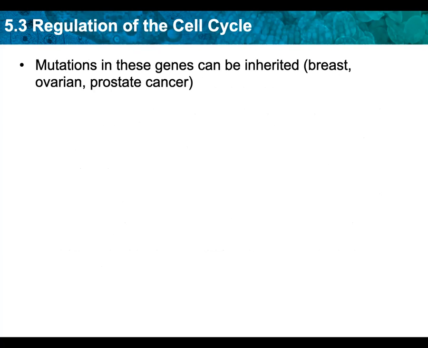Okay. So some cancers can be hereditary and passed on. So you can inherit certain kinds of cancer. The common ones that are inherited that pass through families are breast cancer, ovarian cancer, uterine cancer, prostate cancer.